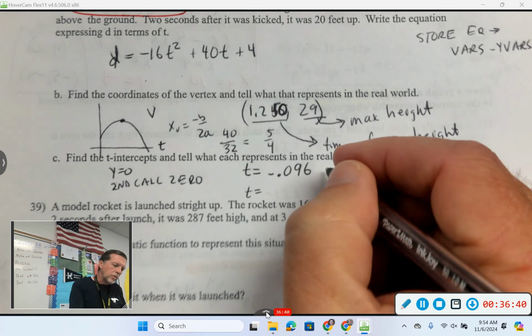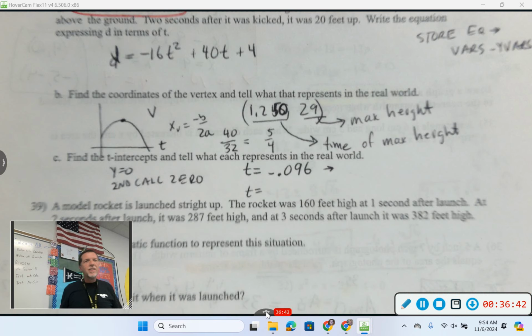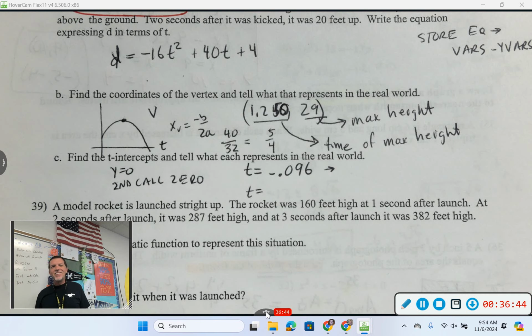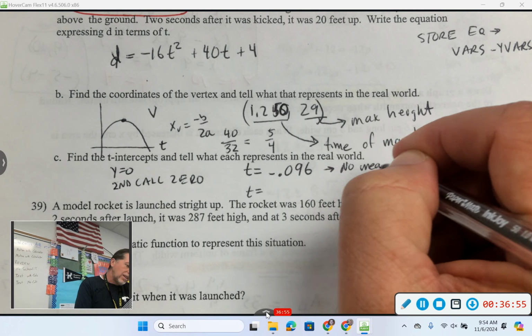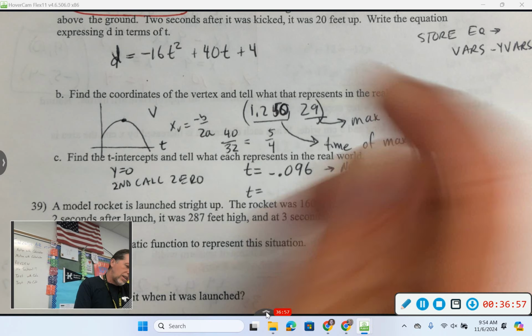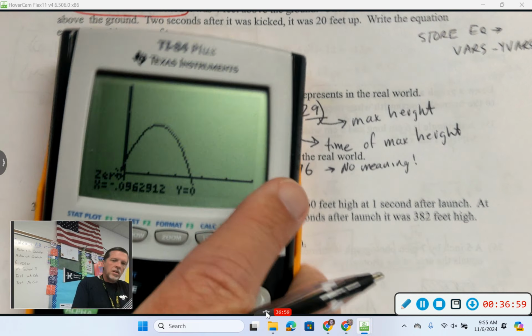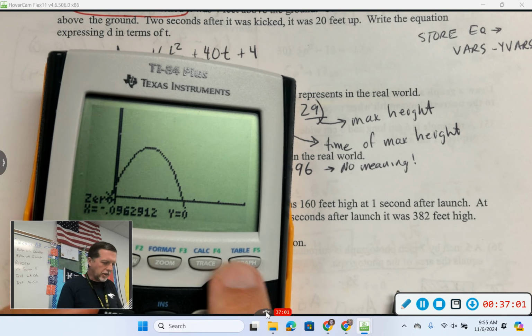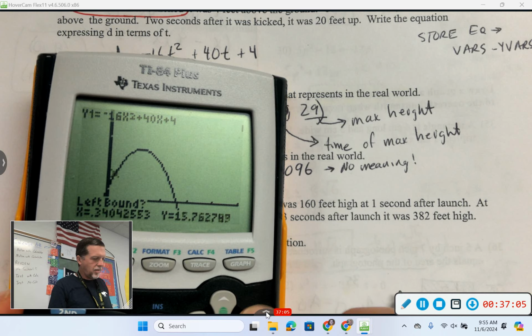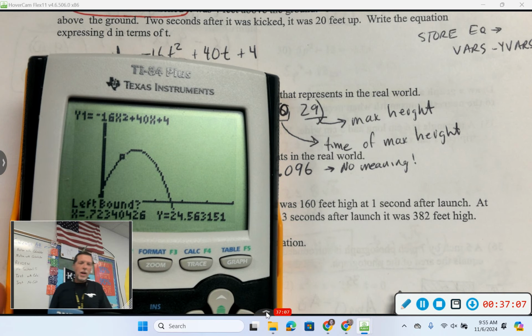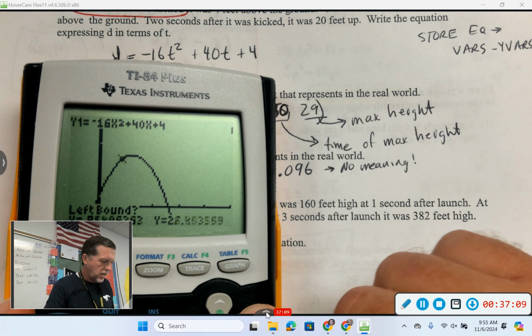What does that represent in the real world? Nothing is a good answer, right? That's 0.09 seconds before you kick the ball. That doesn't really make sense. That has no meaning. What's the meaning of the other one going to be? How much time has passed when the ball hits the ground? Good. How much time has passed when the ball hits the ground?